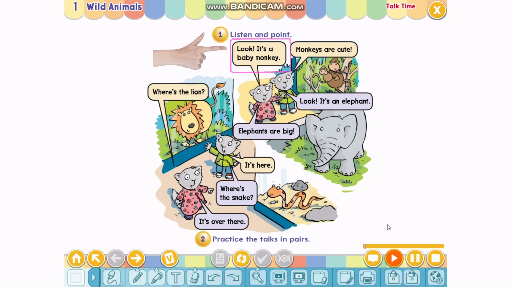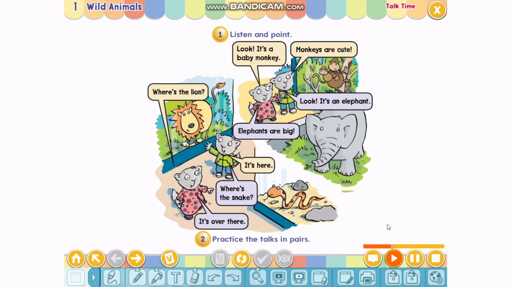1. Look! It's a baby monkey. Monkeys are cute. Look! It's an elephant. Elephants are big. Where's the lion? It's here. Where's the snake? It's over there.